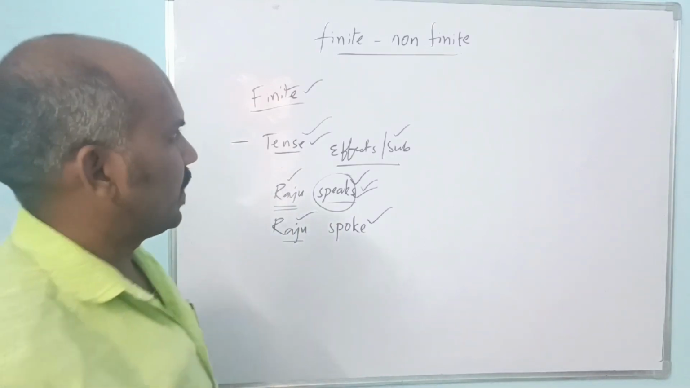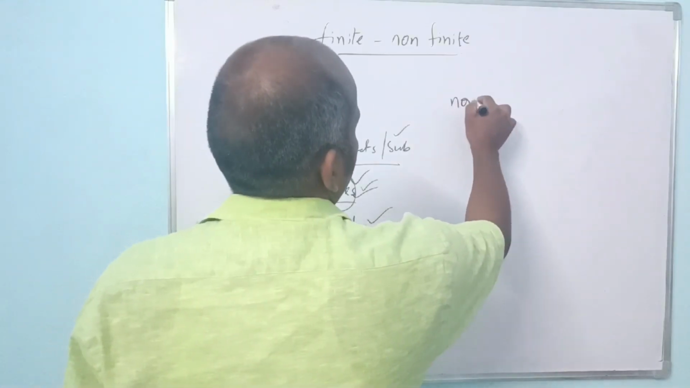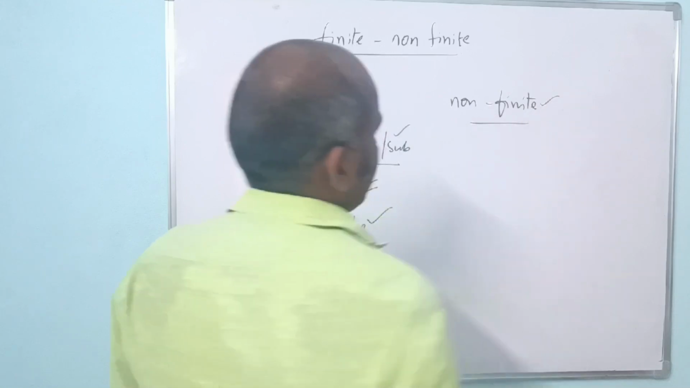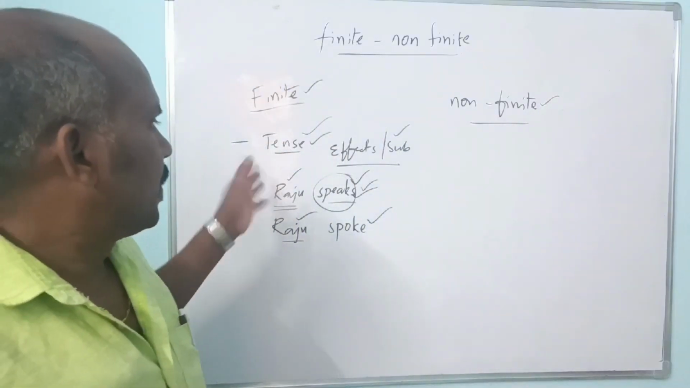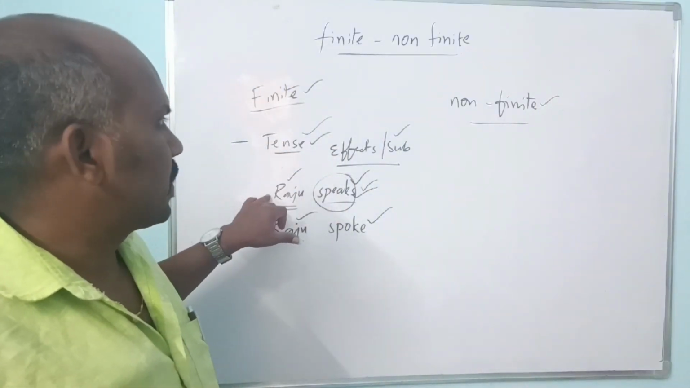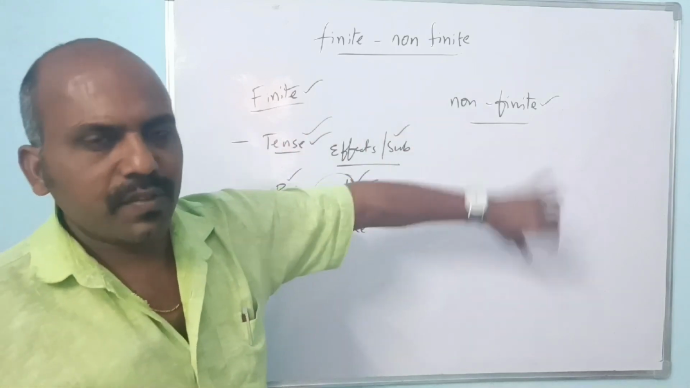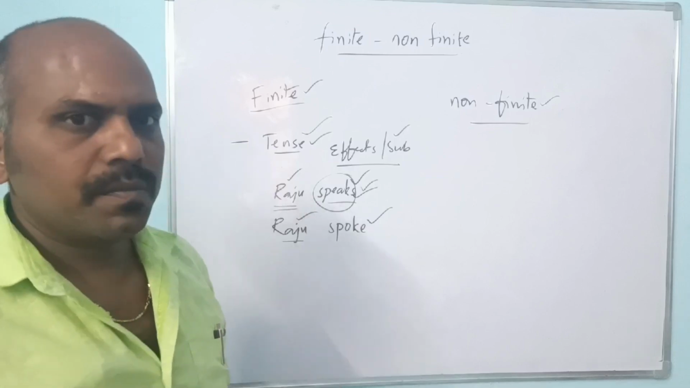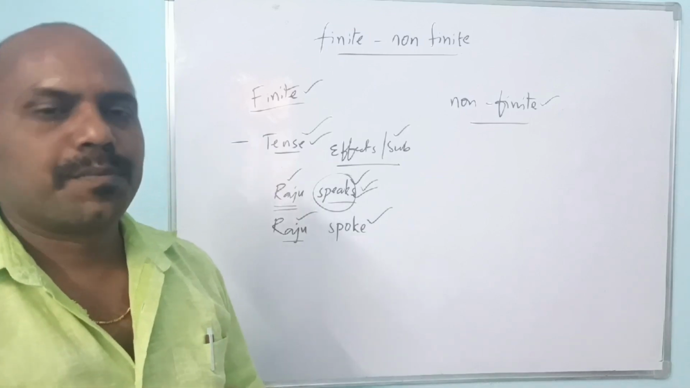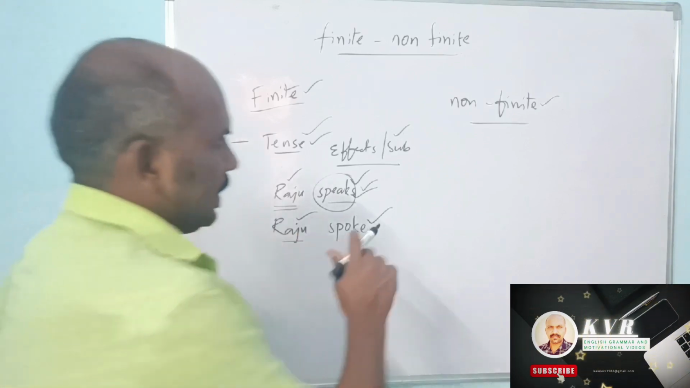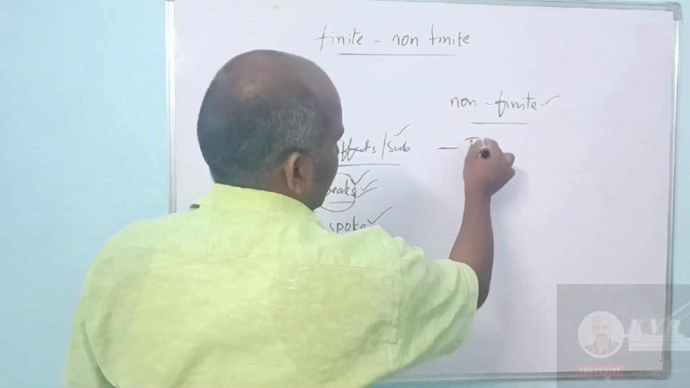Coming to non-finite verbs, what are they? Quite the opposite: a verb affected by a subject is called finite, and a non-finite verb is one which doesn't change with a subject, and it normally doesn't have any tense.